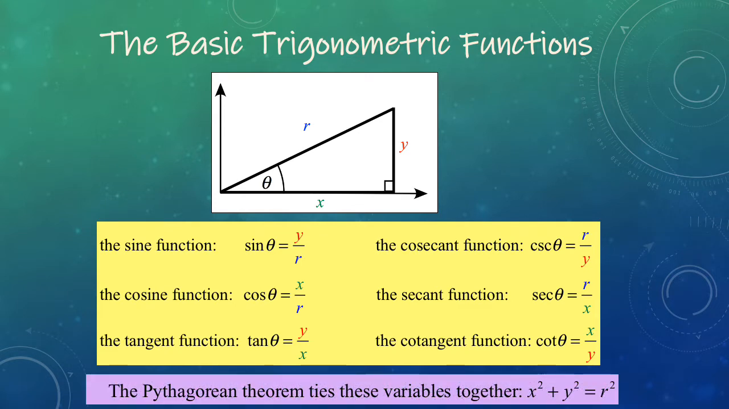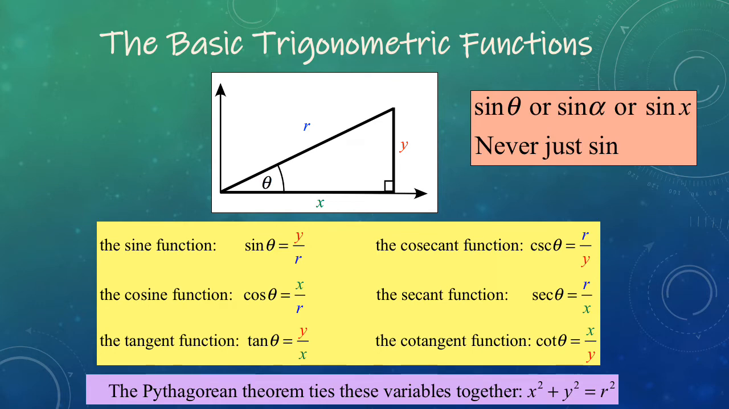Because our figure is a right triangle, the variables x, y, and r are tied together by the Pythagorean theorem. X squared plus y squared is equal to r squared. We will find that the Pythagorean theorem will be very, very helpful when we do problems.